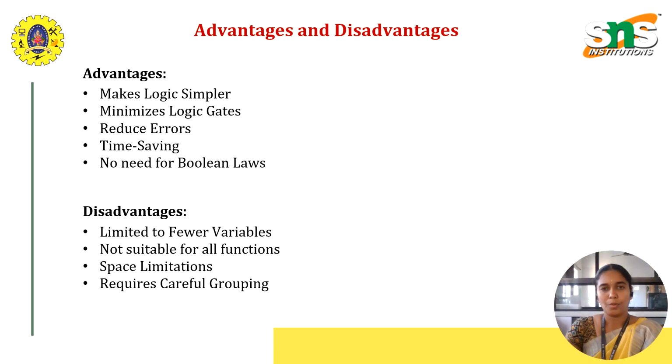The main advantages and disadvantages of this K-map minimization technique: the advantages are that it makes logic simpler, minimizes the logic gates, reduces errors, saves time, and there is no need for Boolean laws. Properties and theorems are not used here. It is a very easy minimization technique, it reduces the time and speed of the function, and it uses a very small number of logic gates. So these are all the advantages.